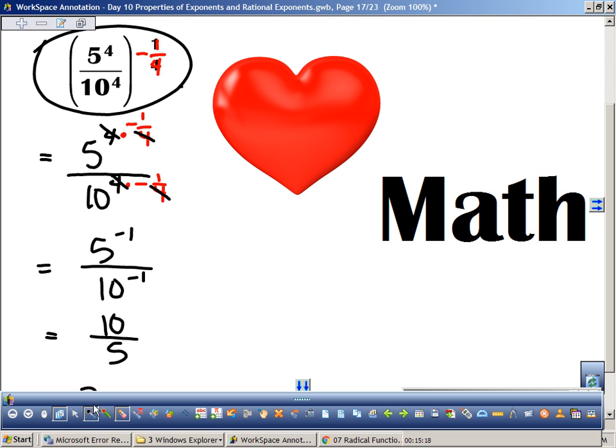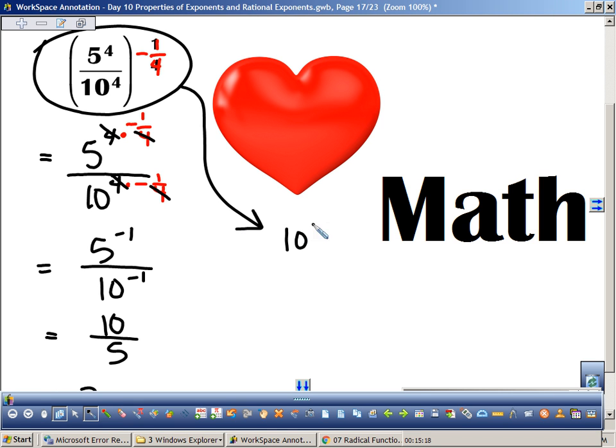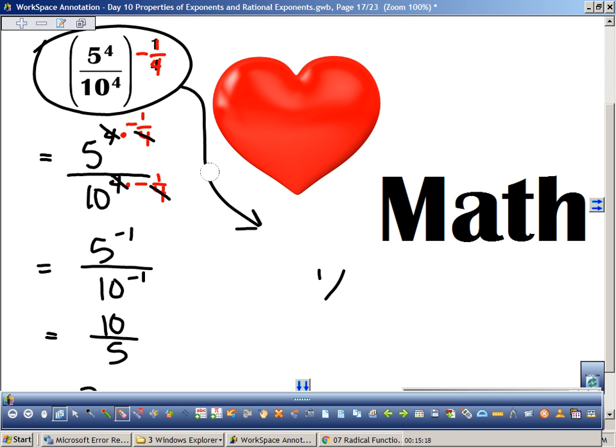Or, I could have done it this way, guys. From the very beginning, I could have just switched them, and that would have become positive: 10 to the 4th over 5 to the 4th, all to the positive 1/4. Do you see how all of them are the same thing? I'm doing basically the same thing on every single one of them. Tedious. So whenever you see a negative on the outside of everything, you could just switch everything on the inside. Okay, that's probably the easiest way to do it. All right, let's try another one.